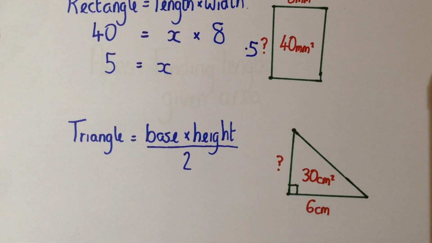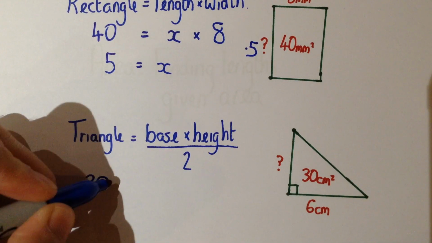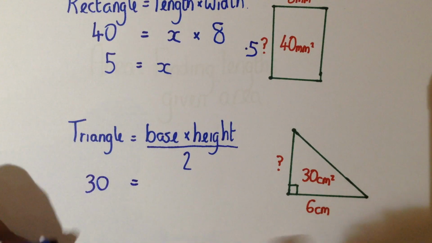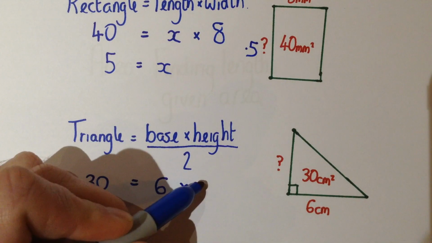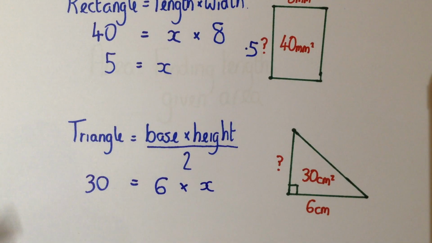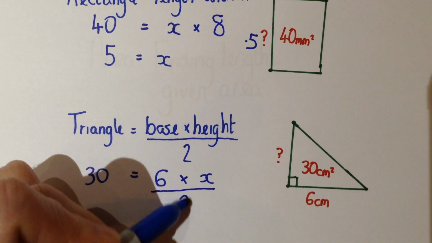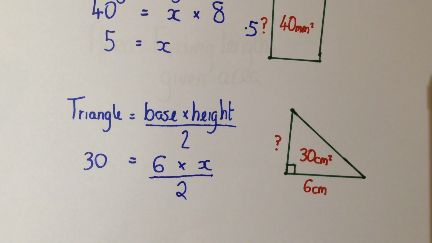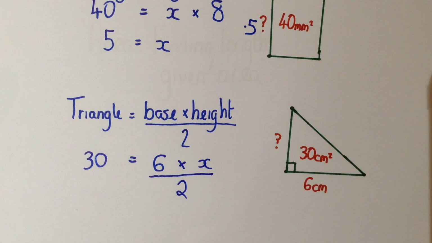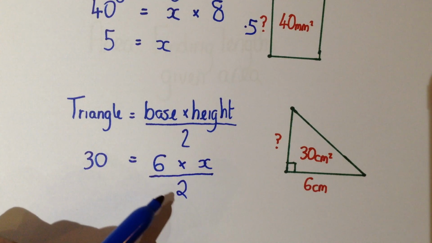For the triangle, there's an extra step involved due to the divide by 2. So if the area is 30, let's replace with 30, the base is 6. We don't know the height, so let's call that x, an unknown. We then need to divide that by 2. Now if we're solving an equation, we need to do the opposite or inverse of whatever we've done to the letter. So here we need to do the opposite of divide by 2.